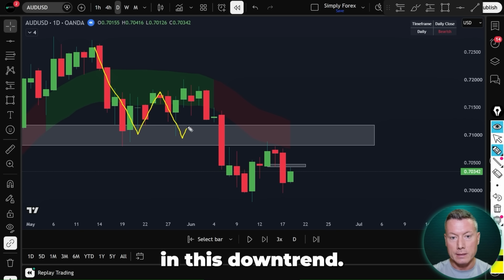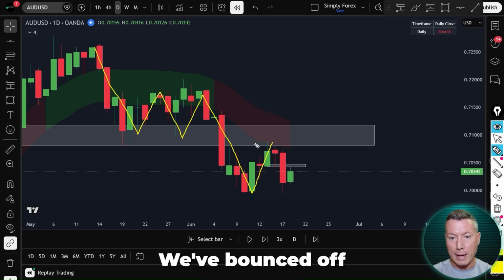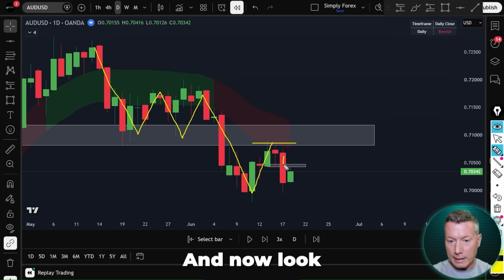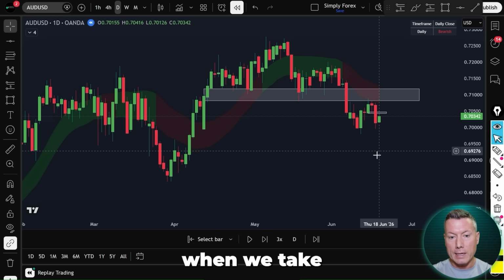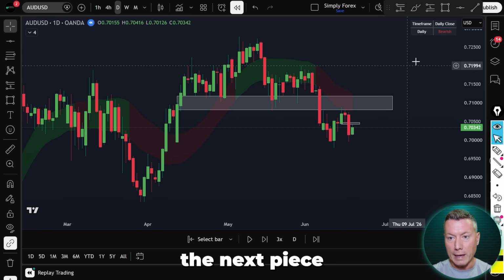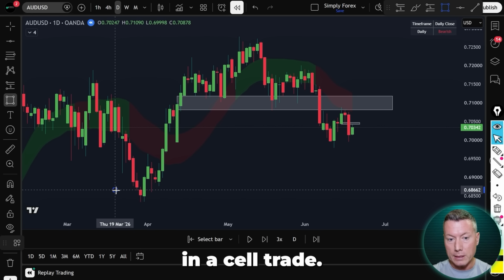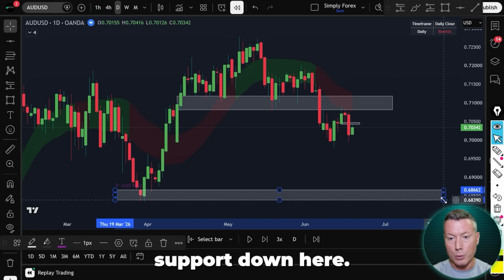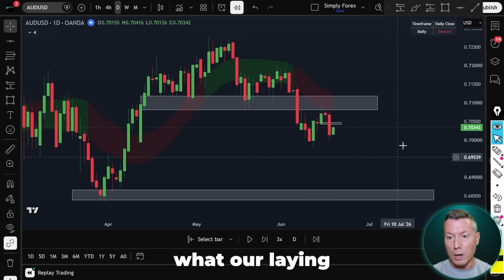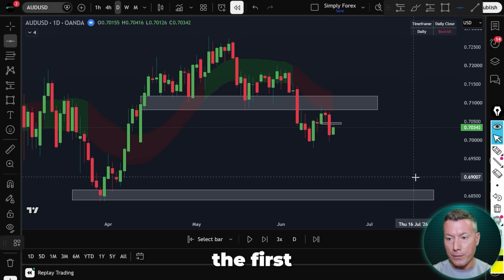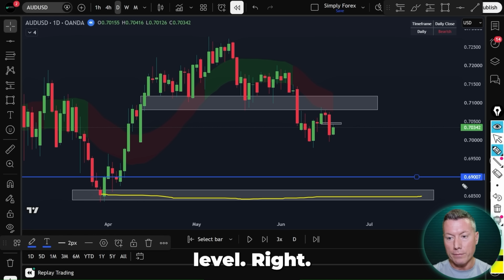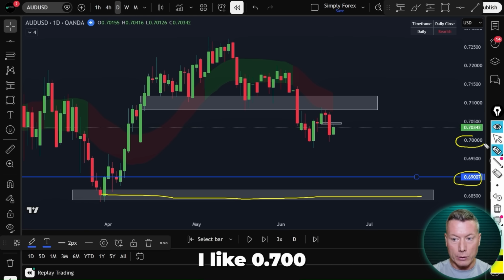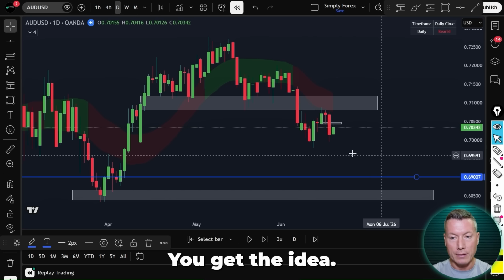We're still in this downtrend. We've bounced off our nice resistance level, and now look at the bearish candle we've got as well. Remember, guys, when we take a trade, we're looking for the next piece of support in a sell trade, and you can see we've got this support down here. And typically what I'll aim for is the first psychological number above that support level, right? So this 0.6900 is a big psychological level. I like 0.700, right? You get the idea.